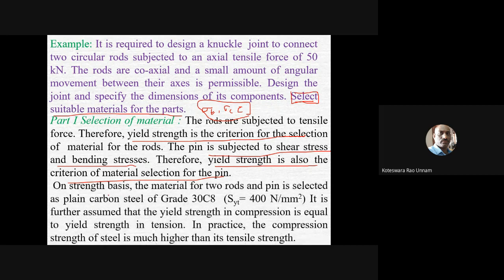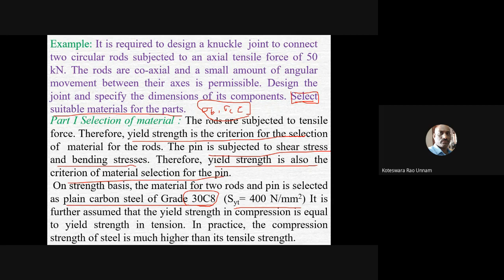Okay, then based on strength measures, the material for the rods and pin will be selected as plain carbon steel grade 30C8, Syt is 400. If you open the data book, you will see this 30C8. The only point you have to remember here is that the materials are selected based on yield strength, because we are not doing any plastic analysis here. We are doing only the analysis within the elastic range.